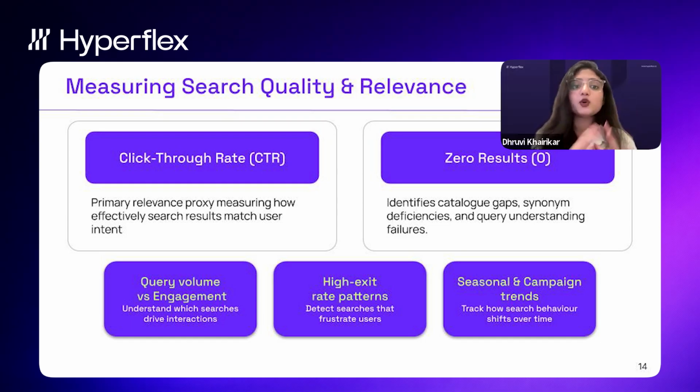First is query volume versus engagement. High query volume with low engagement is a big red flag for us. It means that users are searching, but they are not finding compelling results. Kibana allows us to overlay query volume with click-through metrics so that we can immediately identify demand without satisfaction.